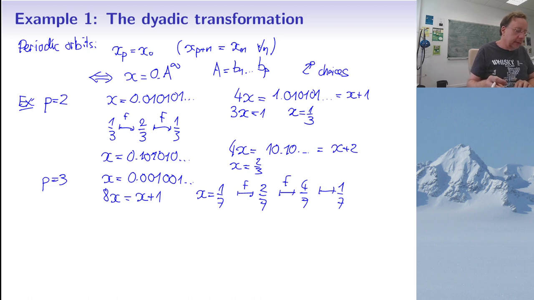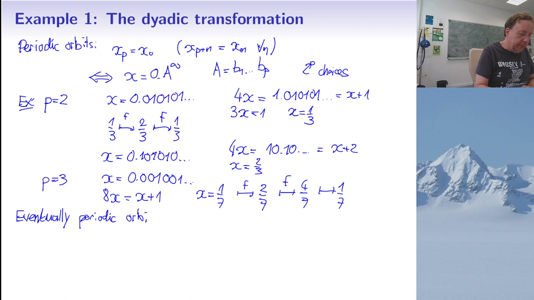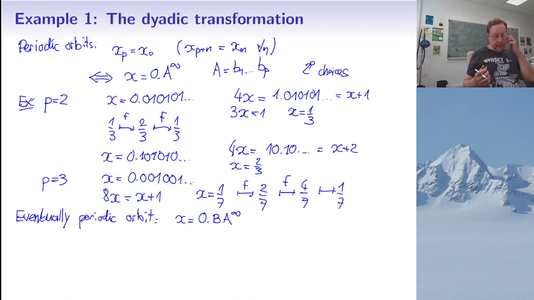Now, there is a bit more general type of orbit here, which we can call eventually periodic orbits. By that I mean an orbit that maybe does something not periodic at the beginning, but at some point it hits a cycle and then it cycles forever. And that would be of the form x equals 0.b a^∞. So I have a certain finite sequence b, and then I have another finite sequence a that I repeat indefinitely. And in that case, what happens is that first my orbit does what is specified in b, and then it hits a cycle and keeps returning to the same points in the cycle.